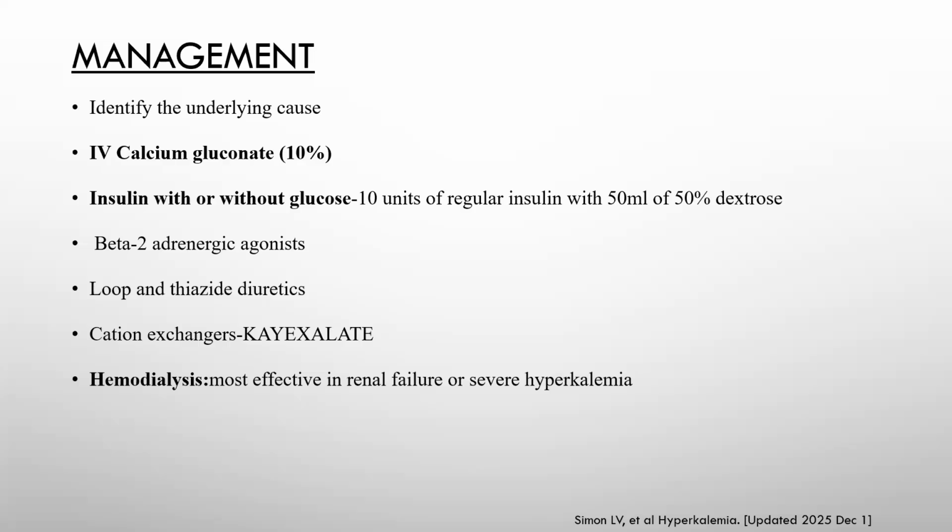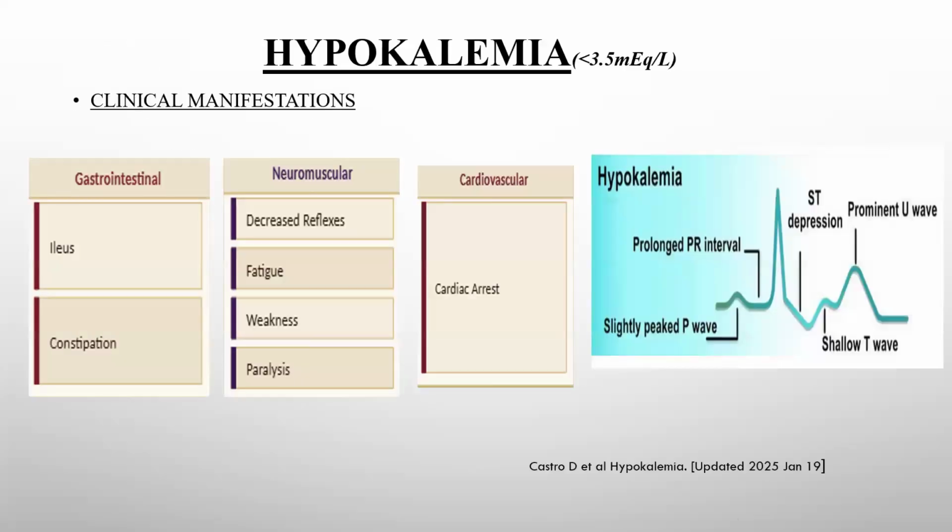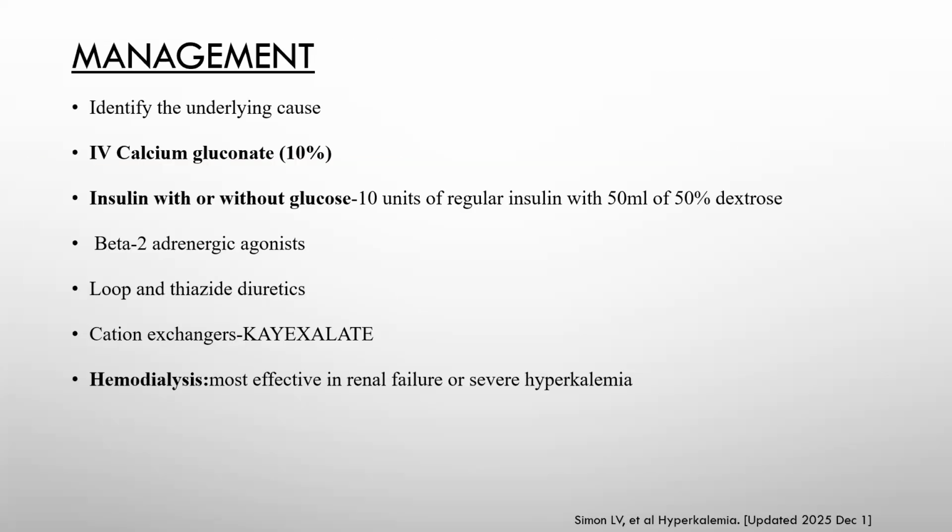Also, beta 2 agonists like salbutamol can shift the potassium into the cells, and diuretics and cation exchangers can remove the potassium from the body. And in renal failure, or in cases of severe hyperkalemia, hemodialysis can be done. Salbutamol, how do you give? Nebulization, sir. But more importantly, you have to mention thiazide diuretics above the salbutamol.